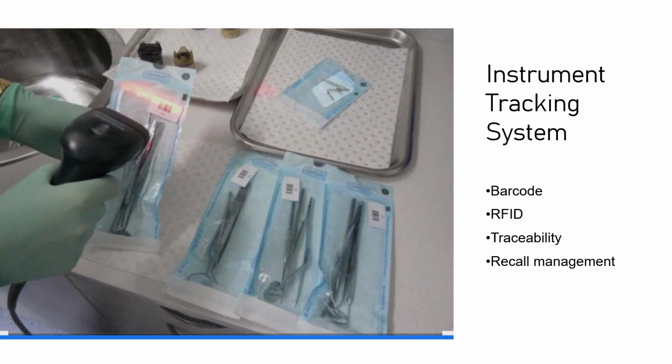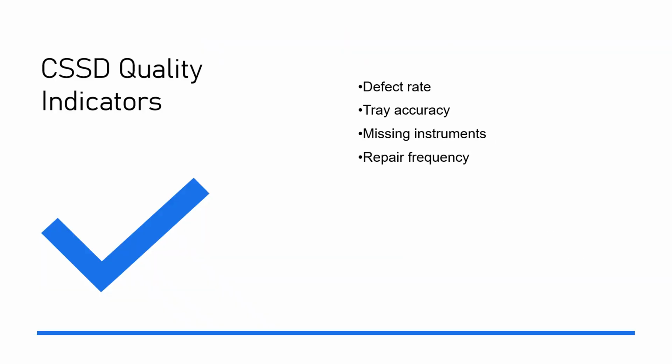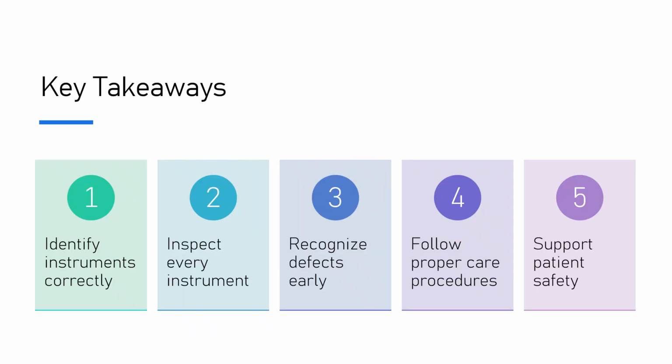Tracking systems such as barcodes and RFID improve traceability, inventory management, and quality assurance within the CSSD. Important quality indicators include tray accuracy, instrument defect rates, repair frequency, and customer satisfaction. Correct identification, proper care through inspection, and early detection of defects are essential responsibilities of CSSD professionals.